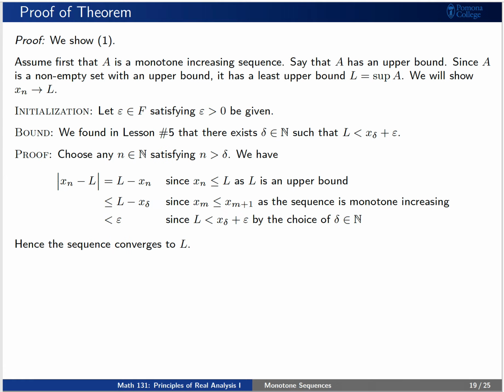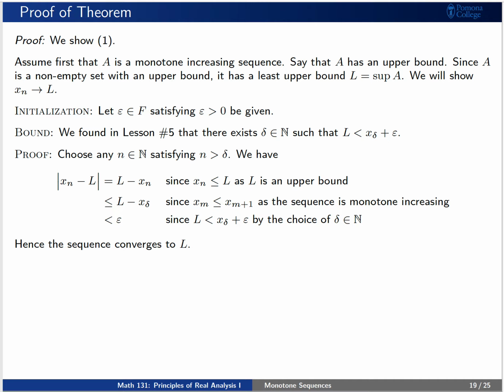Now, choose any natural number n greater than delta. We can see that in absolute value, xn minus L is actually equal to L minus xn. Well, this is because L minus xn is positive, since L is an upper bound. But now we have a monotone increasing sequence, so as long as n is greater than delta, xn is greater than x delta. So, flipping things around with the negative sign, we see that this absolute value is less than or equal to L minus x delta.